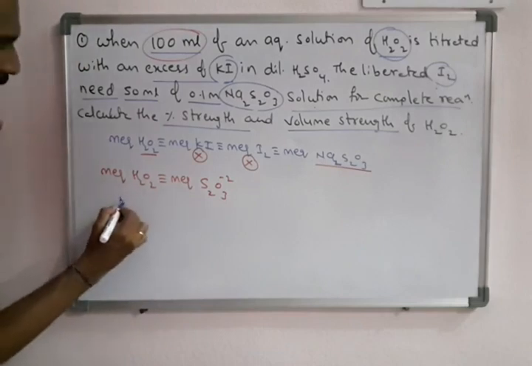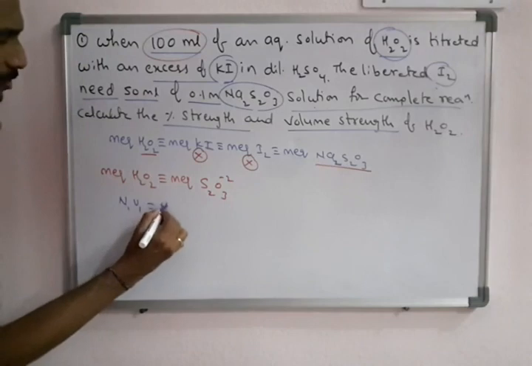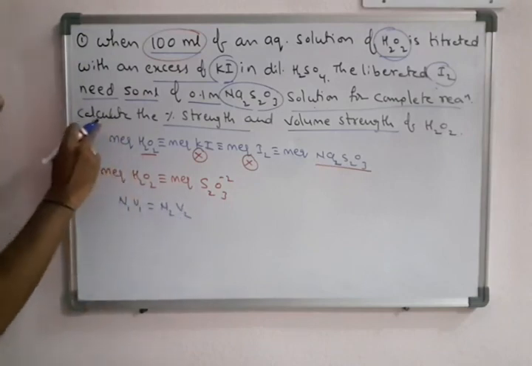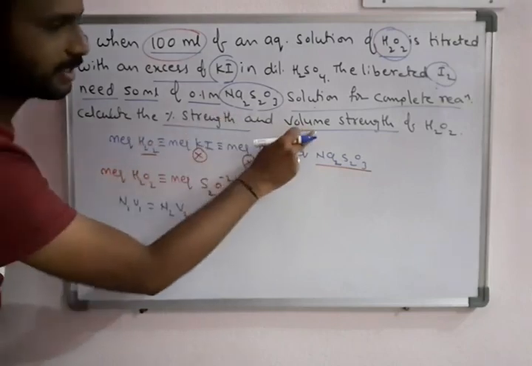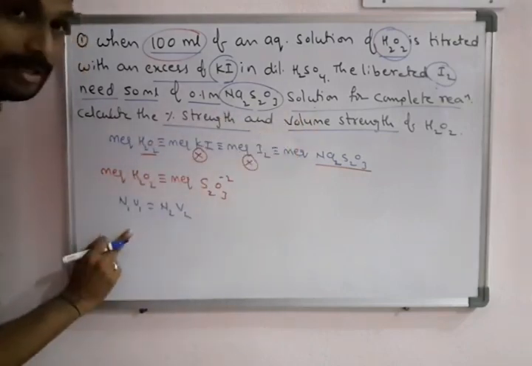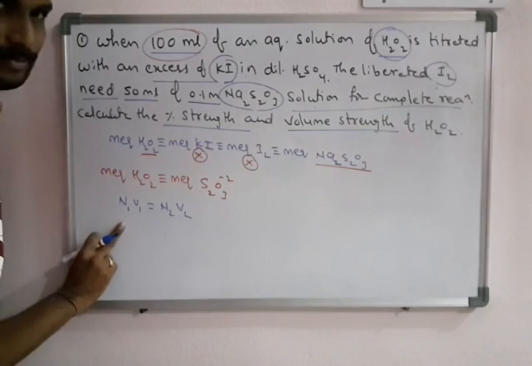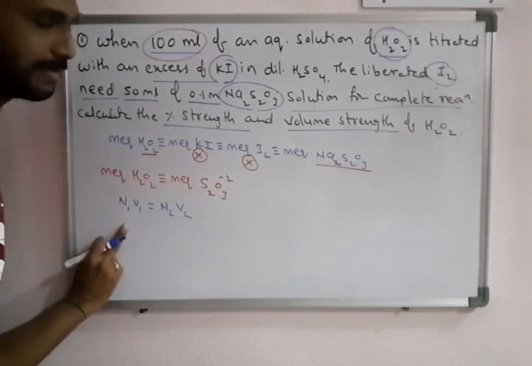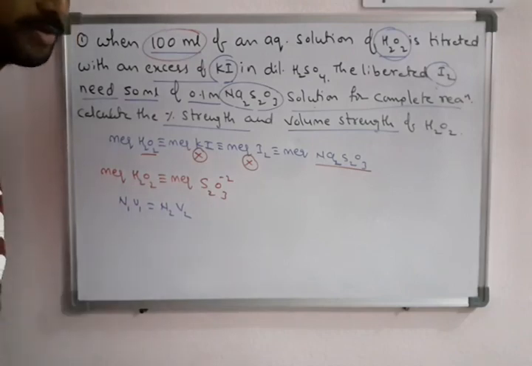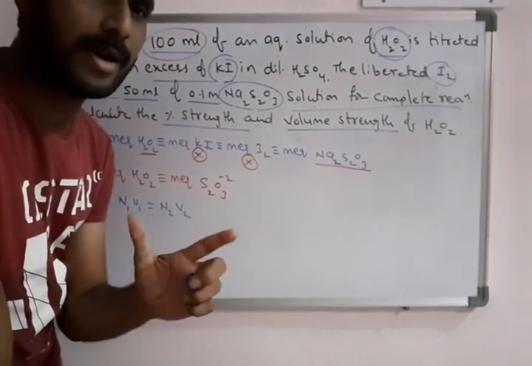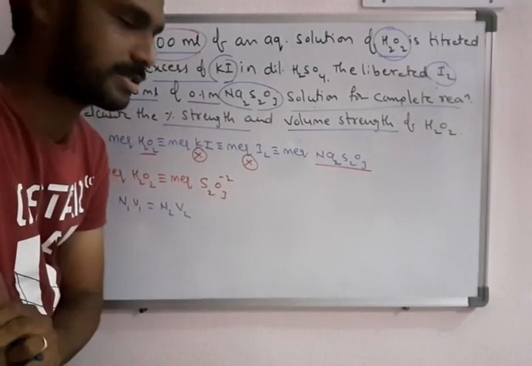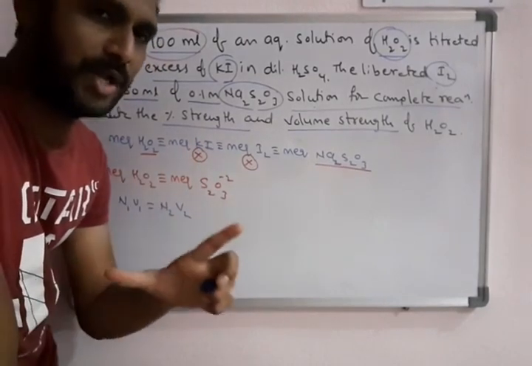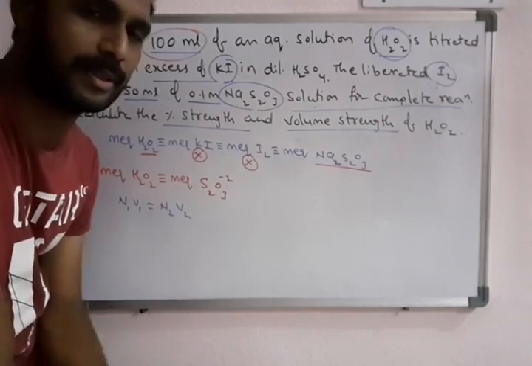Okay, so for milli equivalents, we know that N1 V1 equals N2 V2. So what is N1? To know the strength or volume strength, it is compulsory to calculate the normality. Normality of hydrogen peroxide we need to find out. My basic formula: 1 normality of hydrogen peroxide is equal to 5.6 volume strength of hydrogen peroxide, and 1.7 percentage strength. So first we need to find out the normality of hydrogen peroxide.